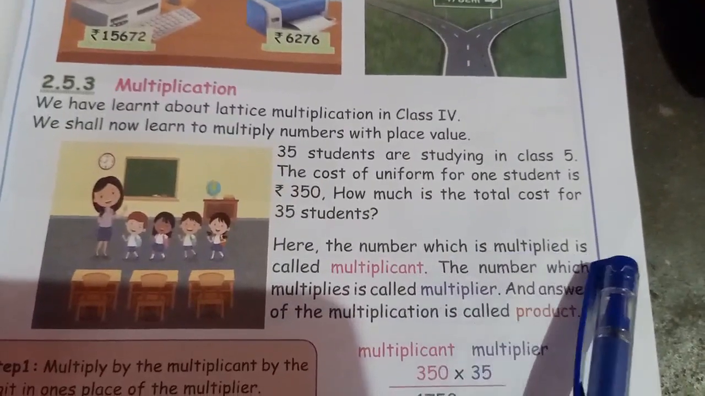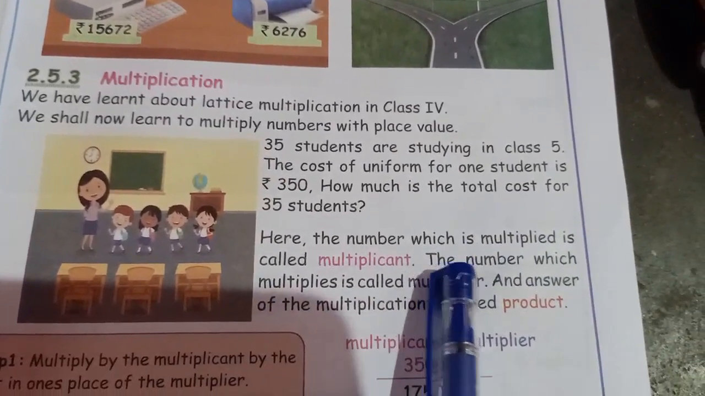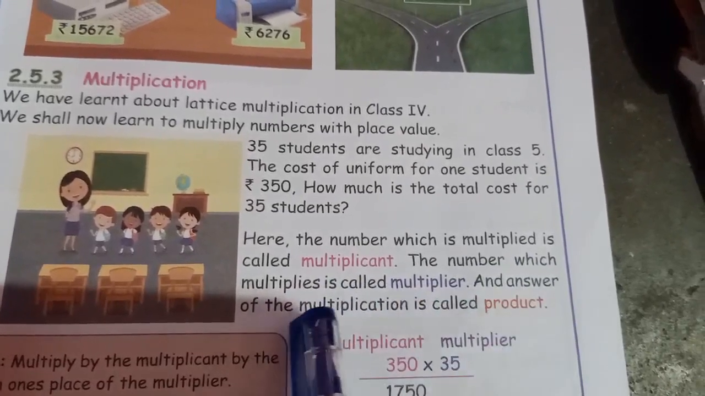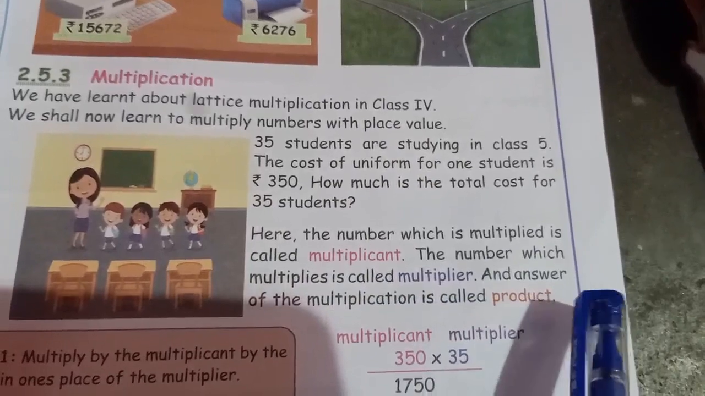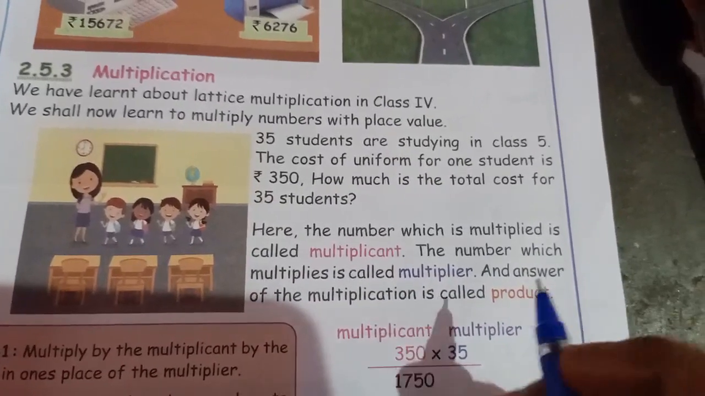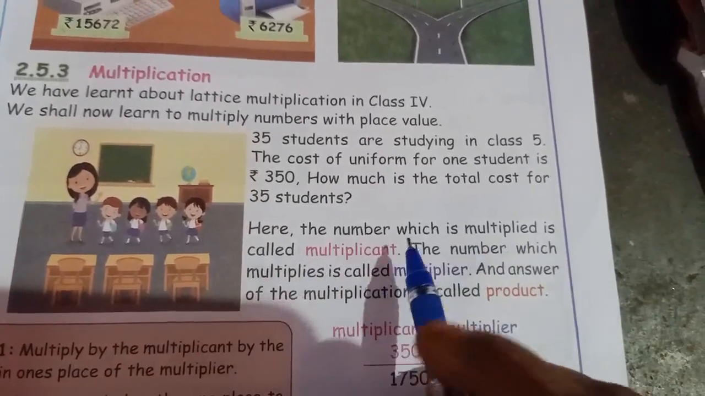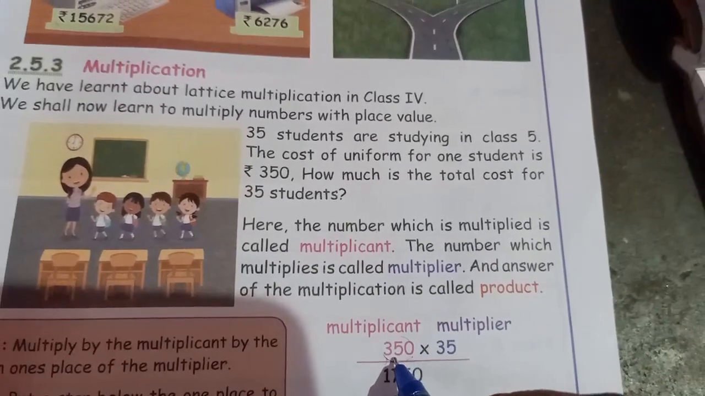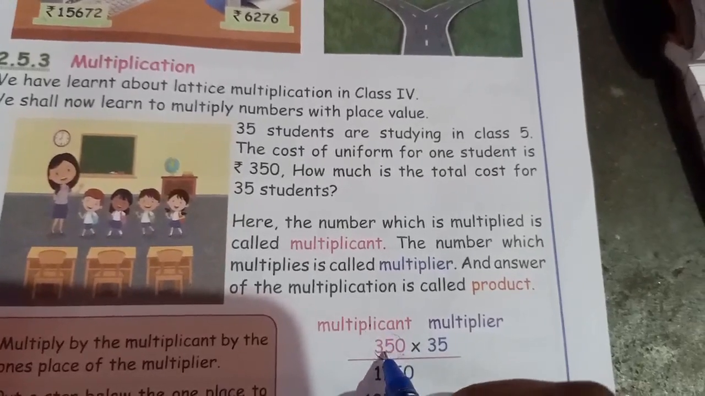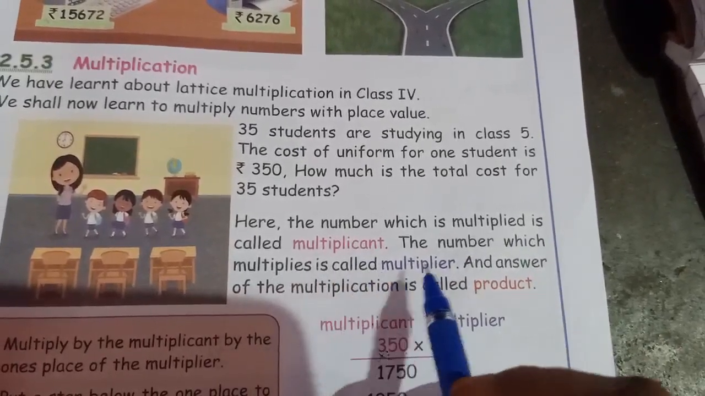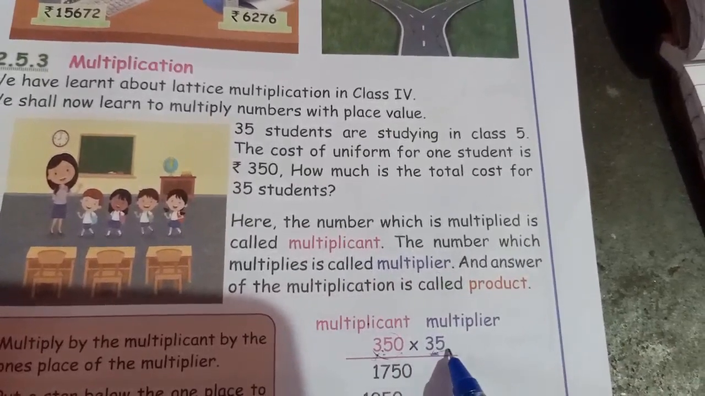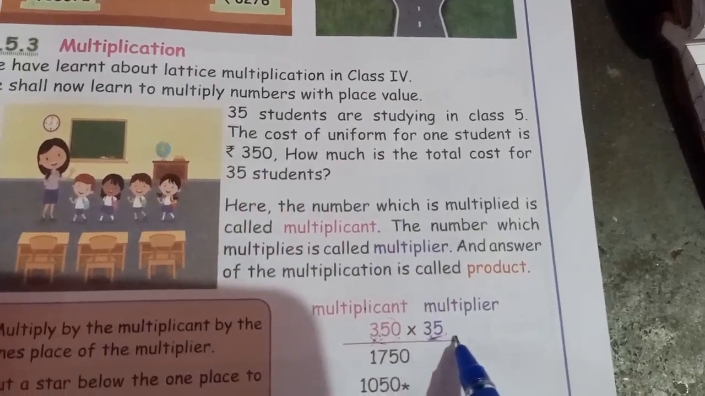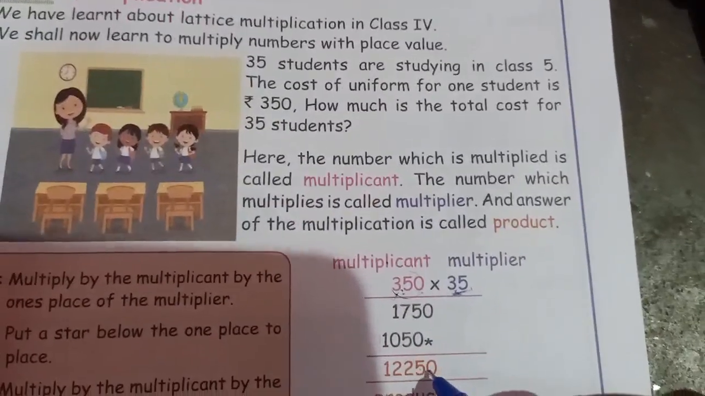Here, the number which is multiplied is called the multiplicand. The number which multiplies is called the multiplier, and the answer of the multiplication is called the product. This number is the multiplicand. The number which multiplies is called the multiplier. How many uniforms? 35 uniforms, so that is the multiplier. Next, this answer part is called the product.